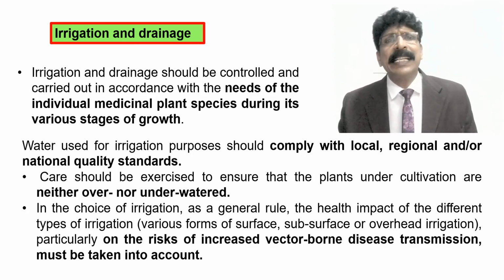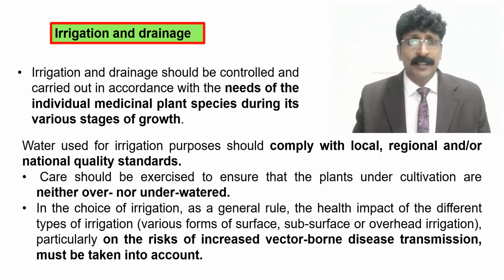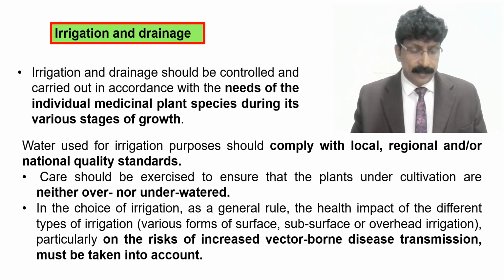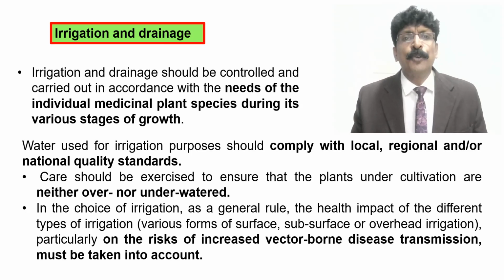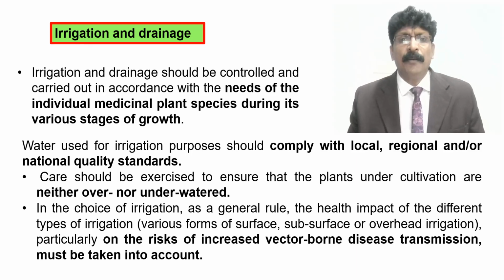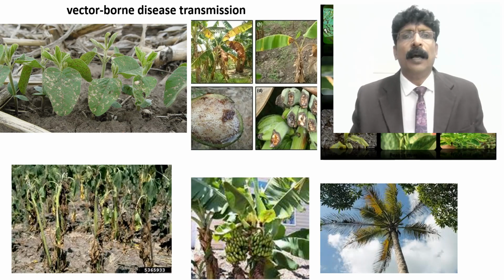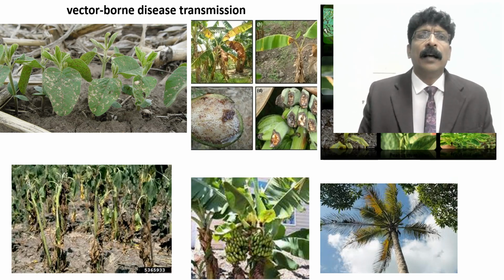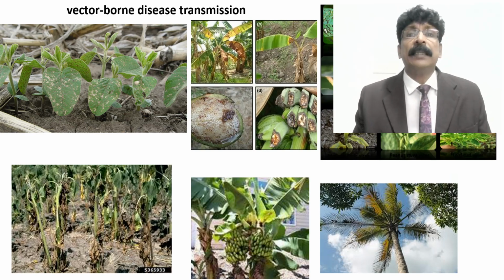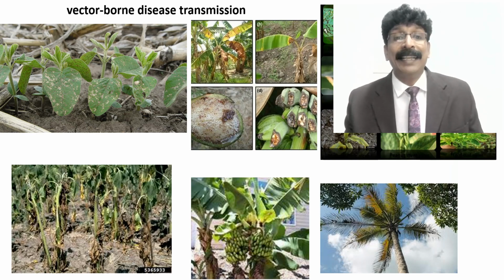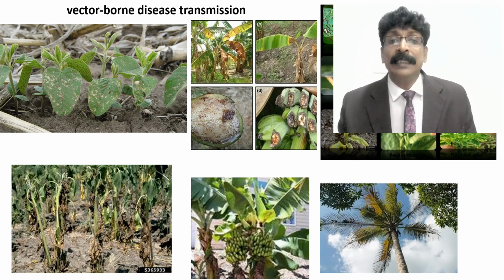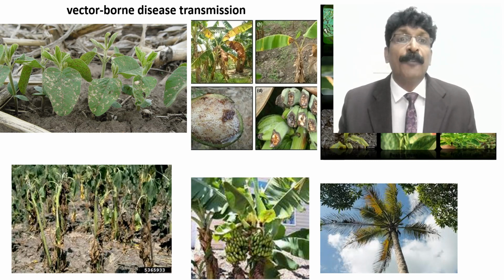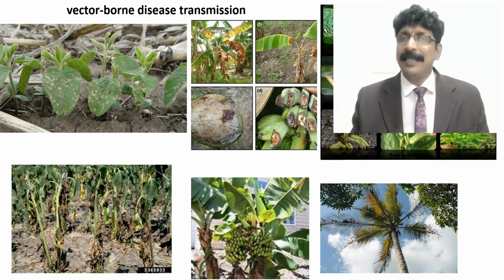So while irrigating, the water should be very much tested for whether any vector-borne disease is transmitted. This is a picture to show you about the vector-borne diseases: the dots, infected leaves, infected banana plantation, and you can see the infected coconut tree, and you can see the banana fruits, how they have been affected due to this vector-borne disease transmission.